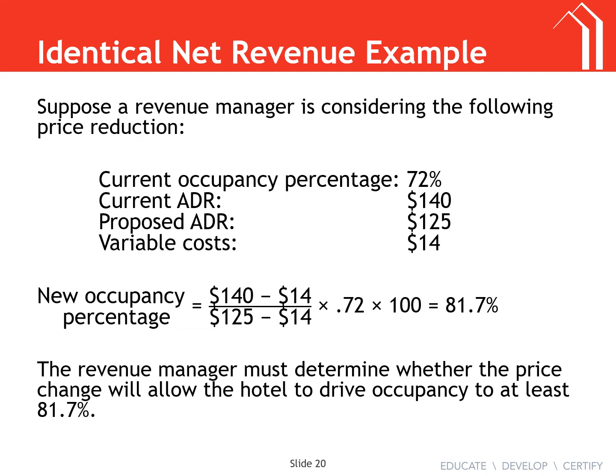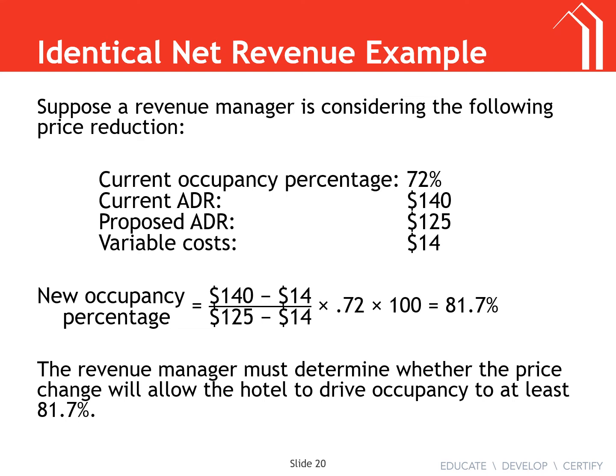Our ADR is 140. So maybe we're not picking up as much as we thought we were going to. Maybe our occupancy is projected to be 80% in our budget, but we're at 72. Well, we look at our ADR and our ADR is 140. So maybe people are staying away from our hotel because the ADR is too high for them, okay?